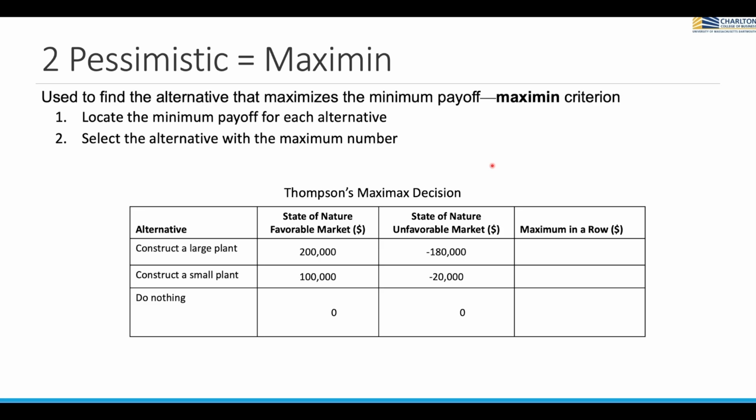Maximin. Here is the pessimistic approach. We want to maximize the minimum payoff. So we basically want to find the minimum payoff possible, and among those minimum payoffs, choose the maximum one. For the large plant, the minimum payoff is actually losing $180,000. For the small plant, between these two numbers, the minimum is minus $20,000. So the minimum payoff is actually losing $20,000, and for do nothing it is zero. So among these minimum payoffs, we want to choose the maximum of them, which is zero. That is the maximin criterion.